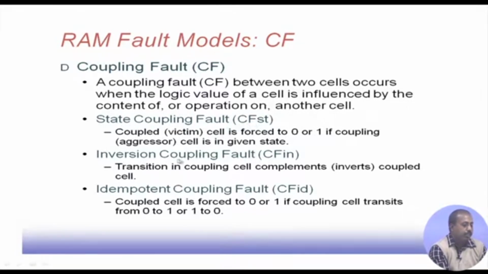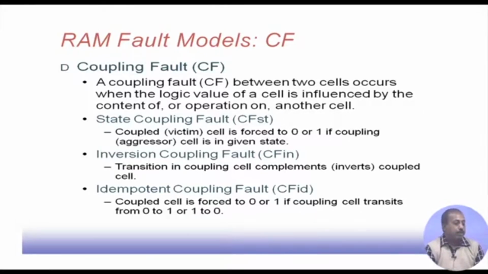Then there is the inversion coupling fault. A transition in the coupling cell complements the coupled cell. So, the coupling cell makes a transition from 0 to 1 or 1 to 0, and as a result the victim cell gets inverted. That is the inversion coupling fault, or CFIN.